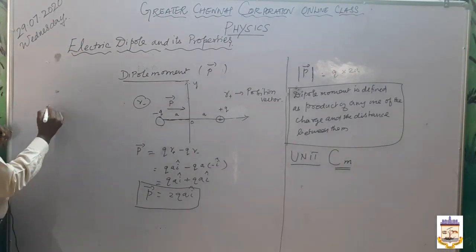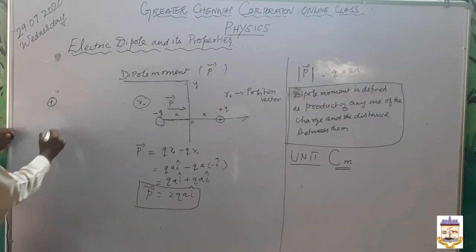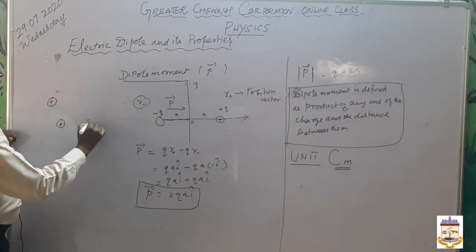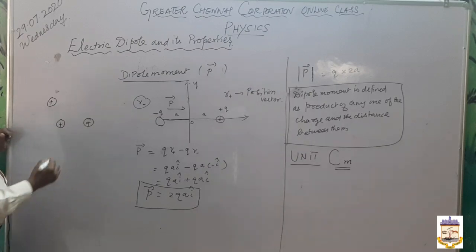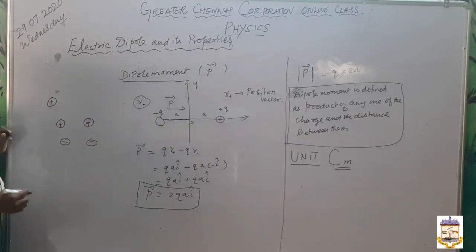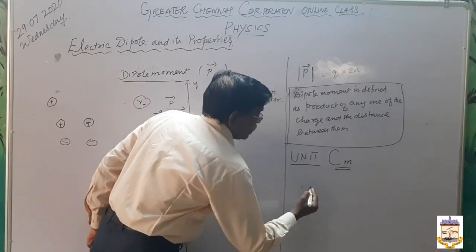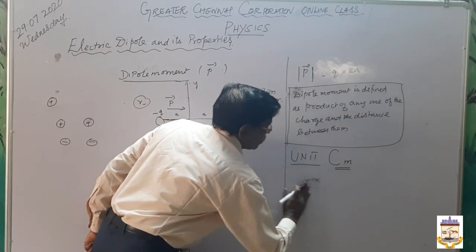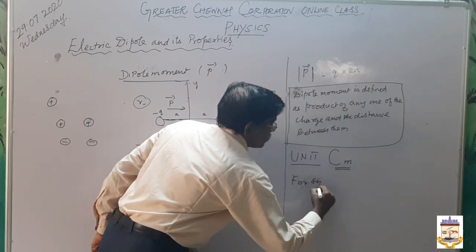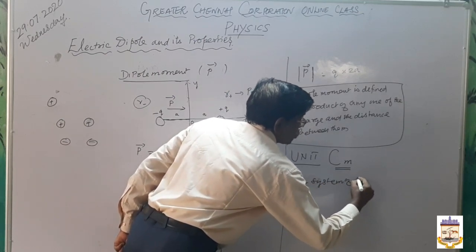Suppose you take a single charge, or a system of charges consisting of two positive charges or two negative charges. We are also able to find the dipole moment for all these cases. Suppose a system of charges is there, then in this case the dipole moment can be written for a system or collection of charges.